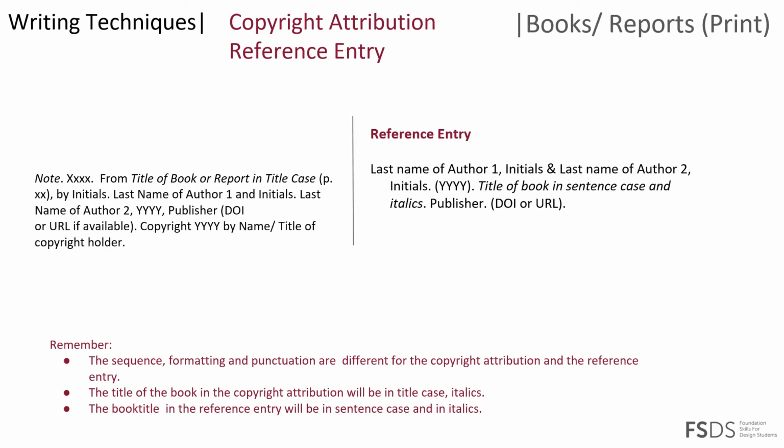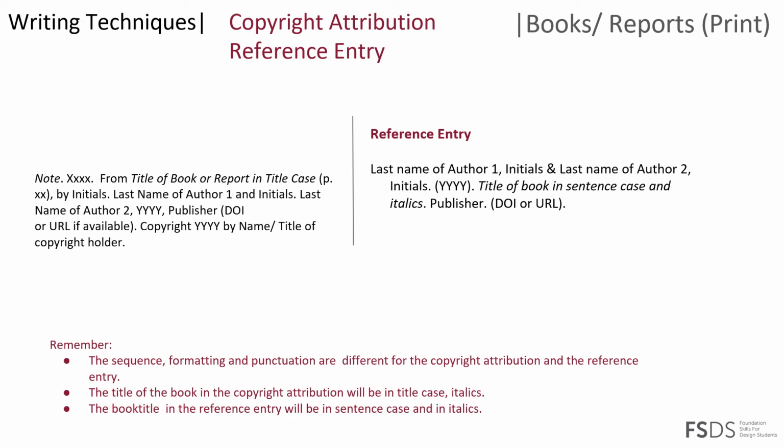Say we have used an image from a book. We use "from" or "adapted from" to indicate any modifications made to the original figure and directly mention the title of the book or report in title case followed by the page number where the image is located. Write the author information after the page number. Finally, mention the publication date and the publisher. If there is a DOI or URL available, mention it in parentheses.